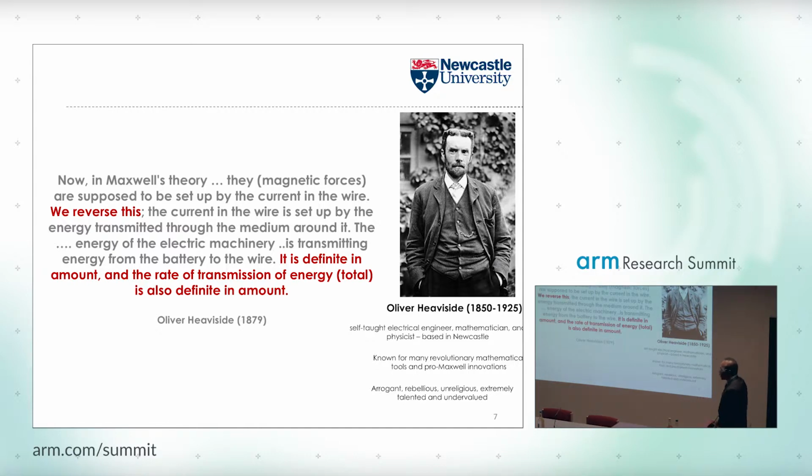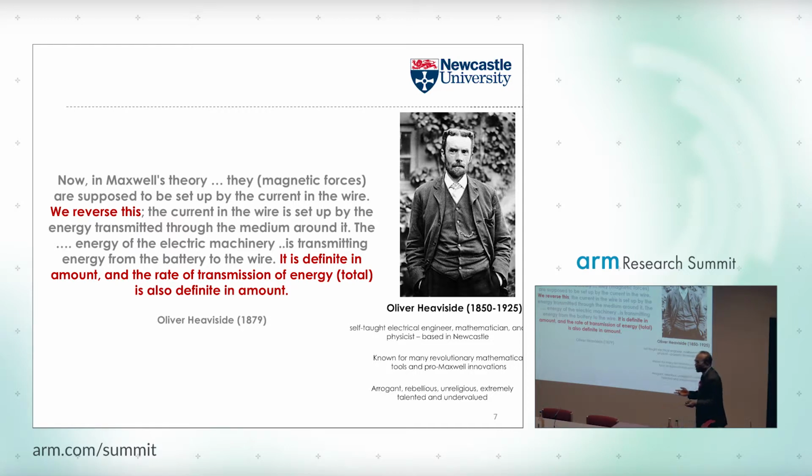In Maxwell's theory, especially when you're setting up a communication system, the magnetic forces are to be set up by the current in the wire, right? So we see that we want to set up a certain magnetic force, so that eventually leads to the idea of having to set up a current in the wire. Now, what he said is remarkable. He said, can we reverse this? That means I want to have a definite amount of current in my wire, and then I want to find out some definite amount of magnetic force that I can modulate, right?